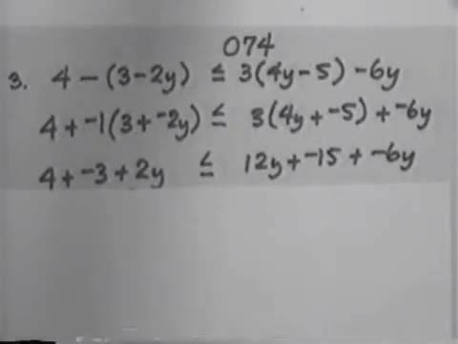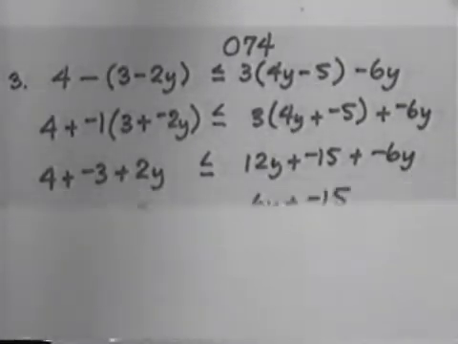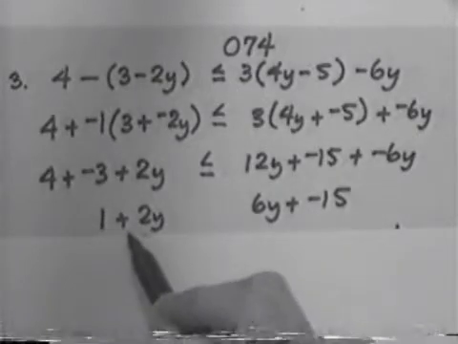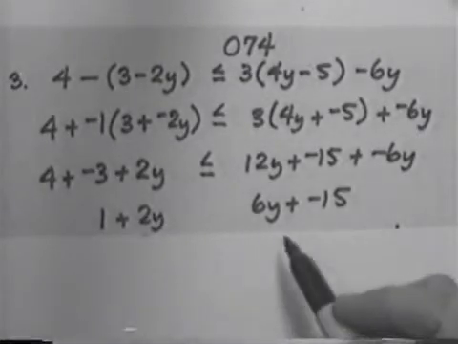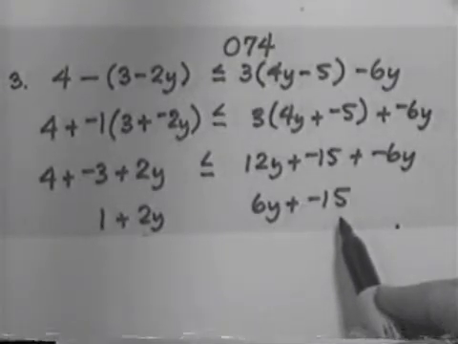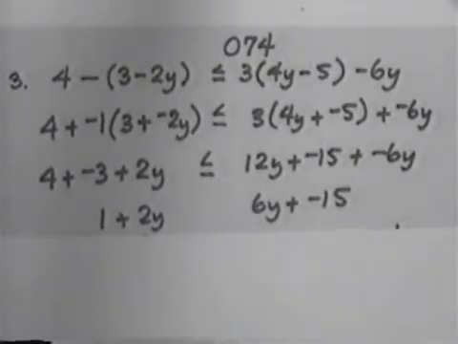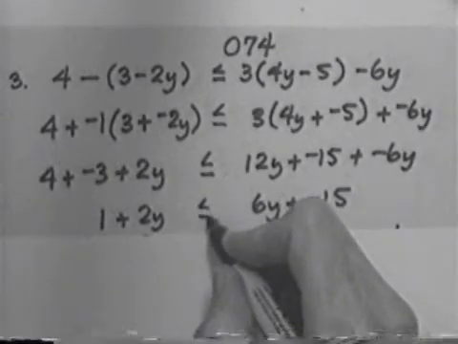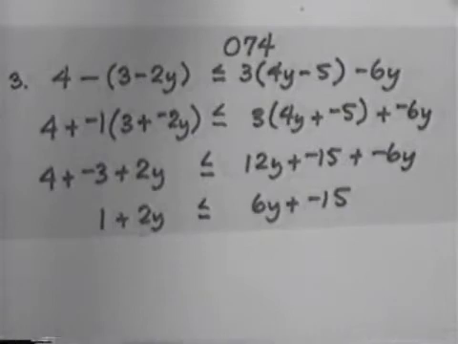Now we can combine terms. On the left, we can add 4 and negative 3. On the right, we can add 12y and negative 6y. And so this gives us 1 plus 2y, and on the right, 6y plus negative 15. All we've done is simplify. That means the inequality symbol remains unchanged. And so when we conclude all the simplifying that we can do on either side of the inequality, we have 1 plus 2y is less than or equal to 6y plus negative 15.